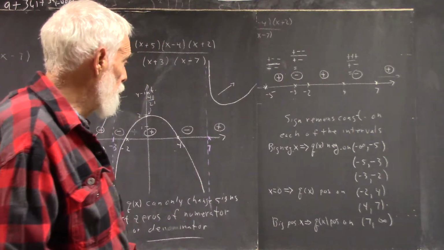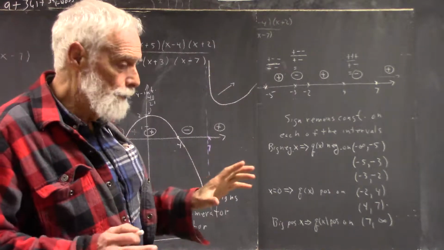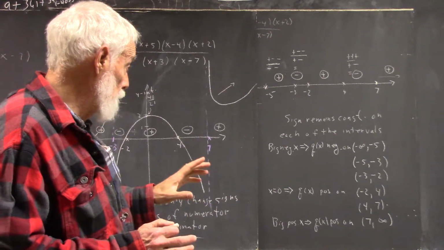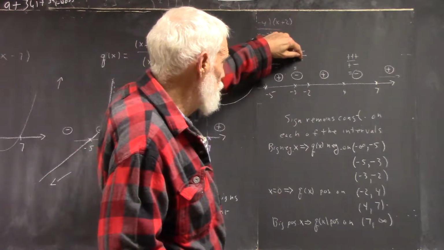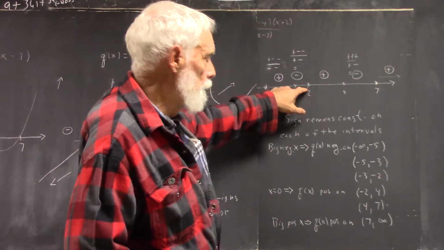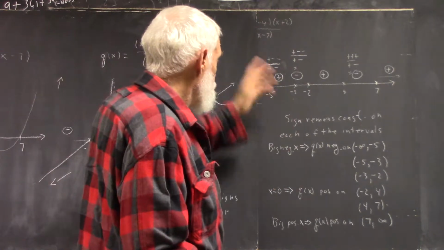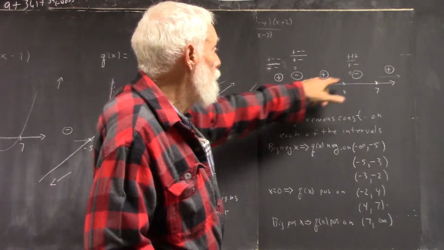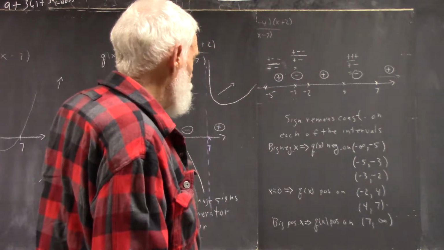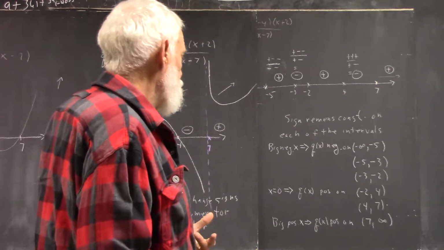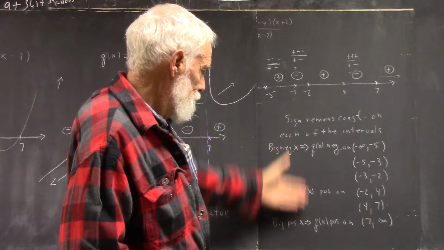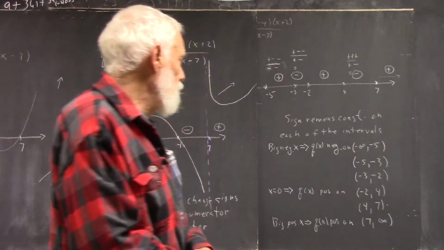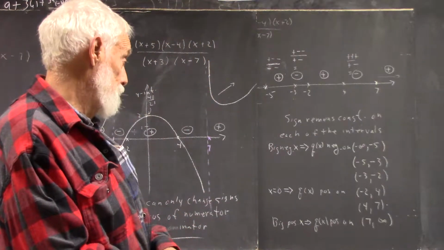Now, what I'm writing down here, and you can go back and see the explanation as I did it in the original video, is just the signs of the 5 factors on each of these intervals, so that I use those signs to determine on which intervals the function is positive and on which it is negative. Okay? Now, I did make notes here. I said the sign remains constant on each of the intervals.